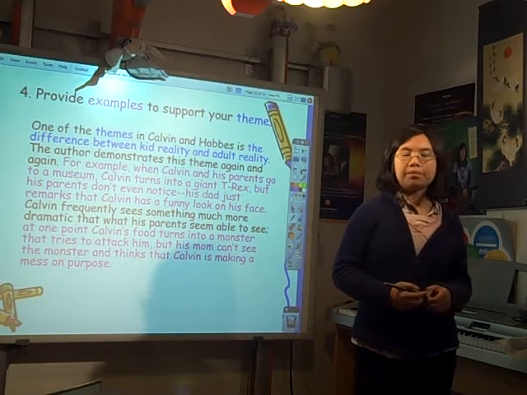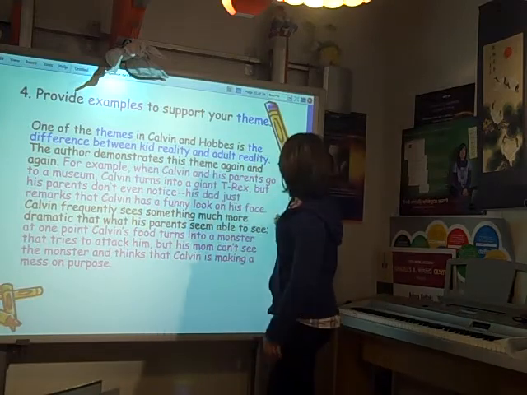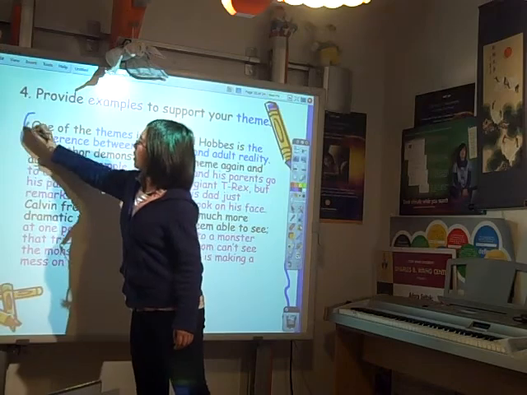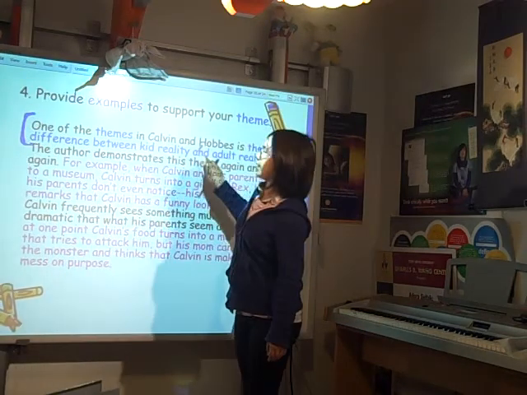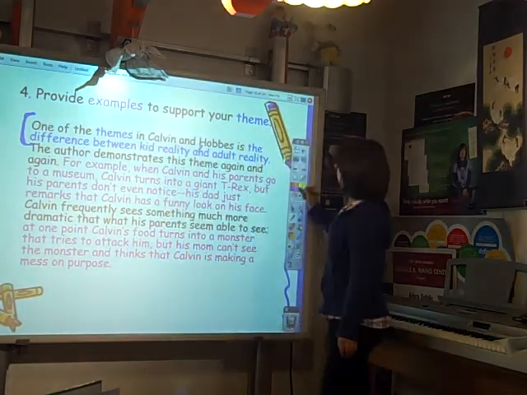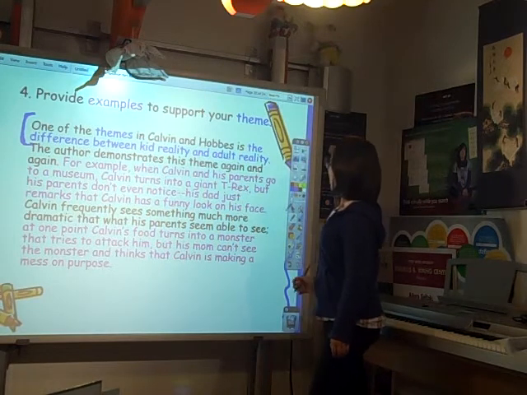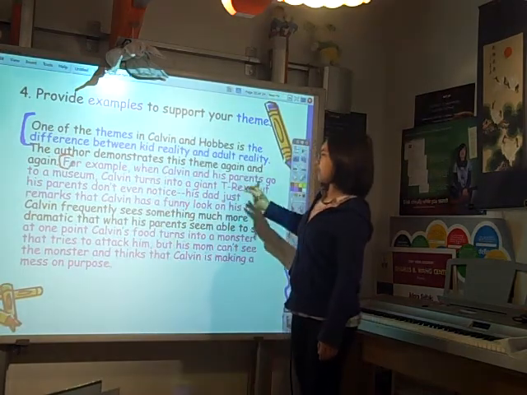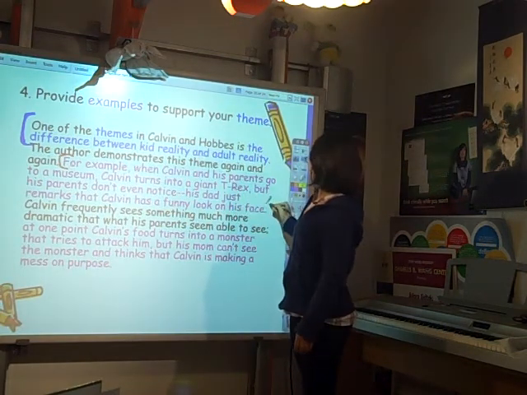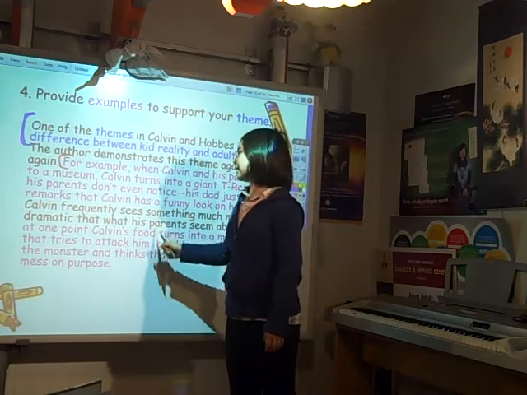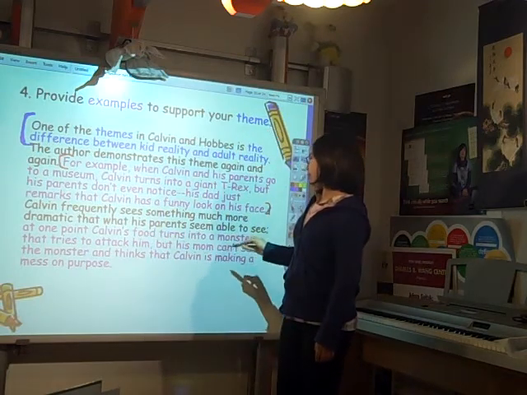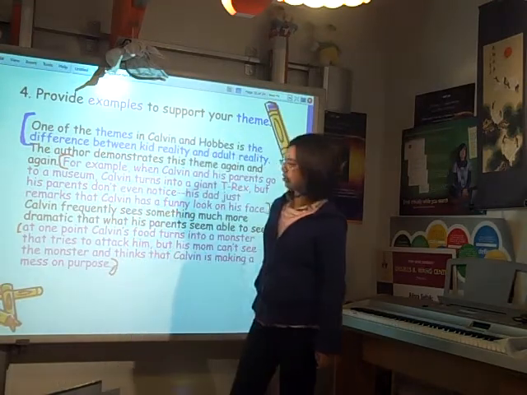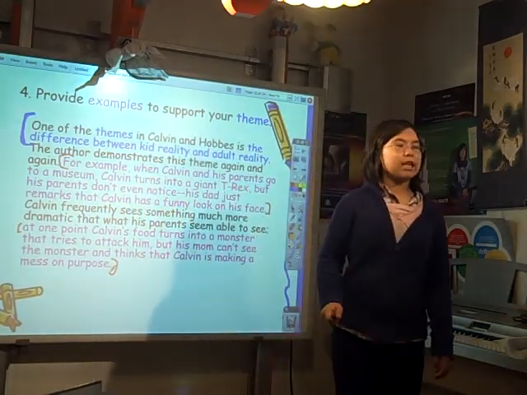For example, just to dissect this a little bit, first state your theme. So this is the theme right here, difference between kid reality and adult reality. Then you want to give examples of where that theme pops up. For example, when Calvin and his parents go to a museum, he turns into a T-Rex, they don't notice. You want to have your second example. At one point, Calvin's food turns into a monster and tries to attack him. His mom thinks he's just making a mess of his food. Okay? So here's your structure.